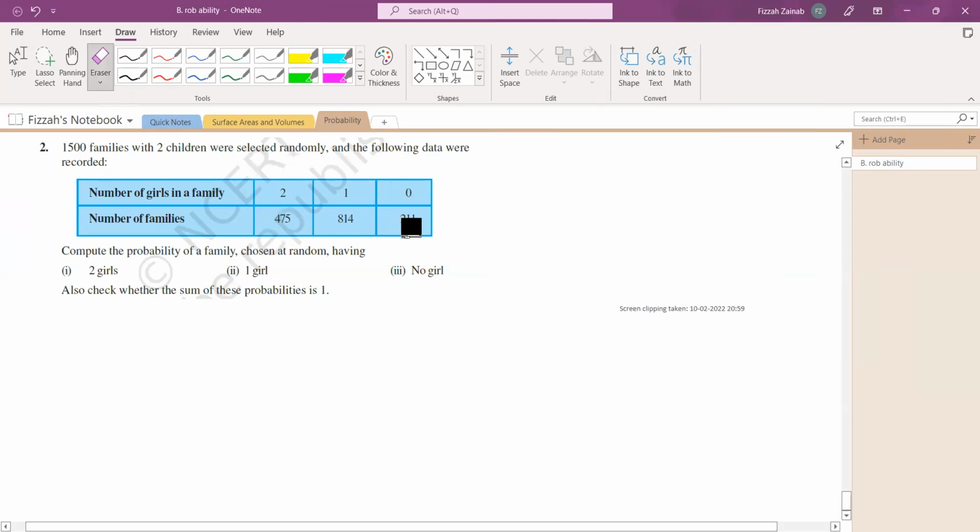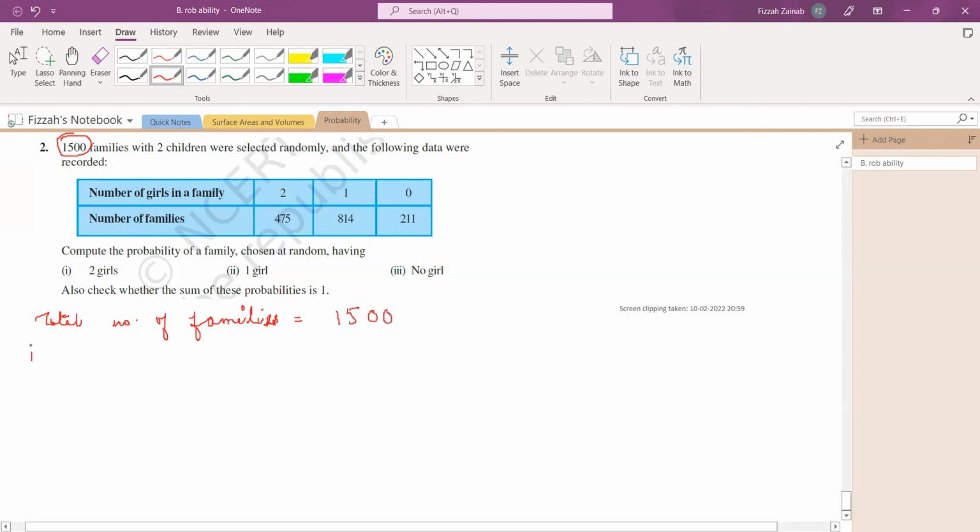Understood? Yes, ma'am. Okay. Now compute the probability of a family chosen at random having 2 girls. So first of all, you have to write the number of families which are having 2 girls. And what are the total number of families? First write what is the total number of families. Total number of families are how much in this question? Ma'am, 1500. Yes, this data is about 1500 families. So this is the total number of families, 1500.